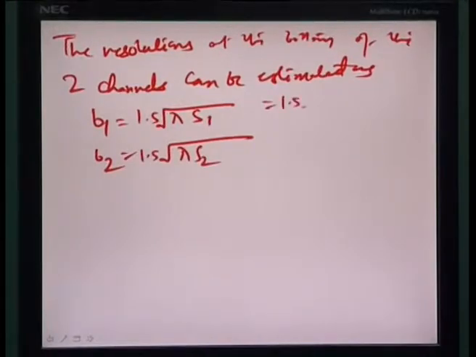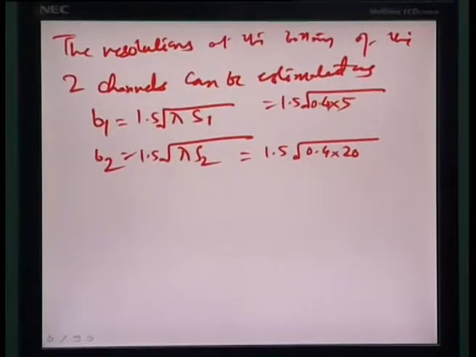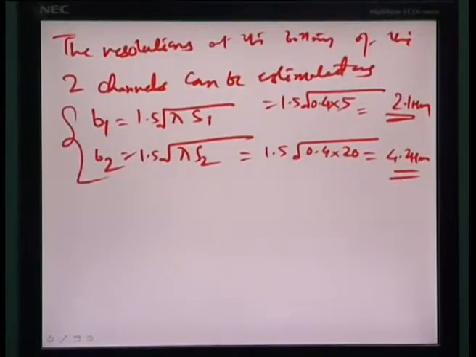So, this is 1.5 times 400 nanometers, which makes it 0.4 microns, times 5 microns in one case. Another is 0.4 times 20 microns. So, essentially these are different. This is 2.1 micrometers, another is 4.2 micrometers, and these are the two different resolutions that can be achieved.